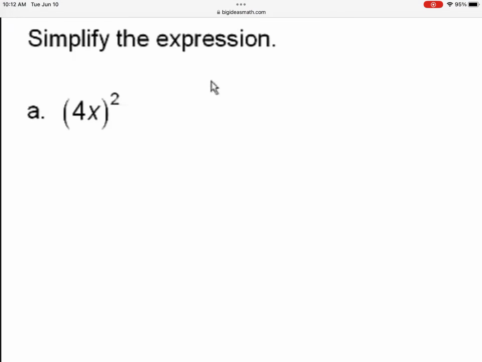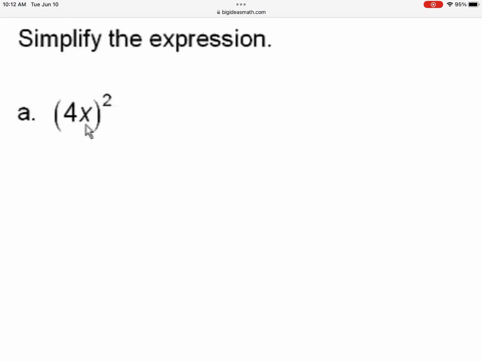Simplify the expression. The expression is the quantity 4x squared. What does the exponent of 2 tell us to do in the expression? It tells us to use 4x as a factor 2 times. Rewrite the expression as repeated multiplication, 4x times 4x. This can also be written as 4 times x times 4 times x.